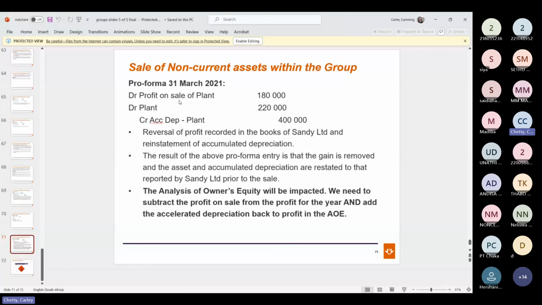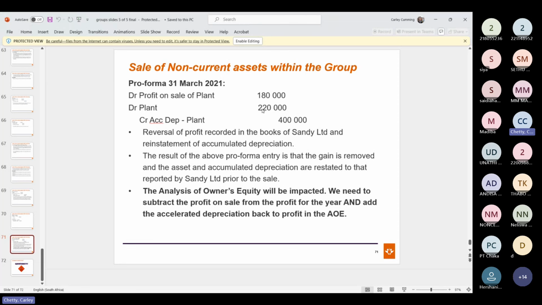Then from the group's perspective, because Eddie and Sandy are seen as one company now, it doesn't make sense that they sold this asset to themselves. So from the group's perspective, we need to strip out this asset. So we are debiting profit on sale of plant from the group perspective with 180,000. We are processing these pro forma journal entries. We are debiting plant 220,000. This is reinstating the cost. Remember, the original cost was 1 million. It was sold for 780,000. So we are simply reinstating the cost back up to the original cost of 1 million.